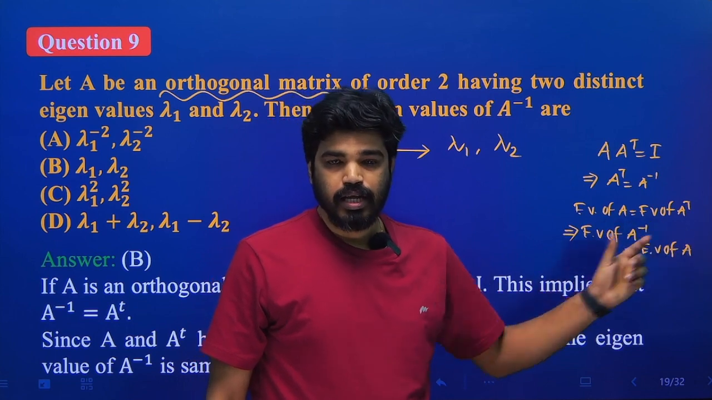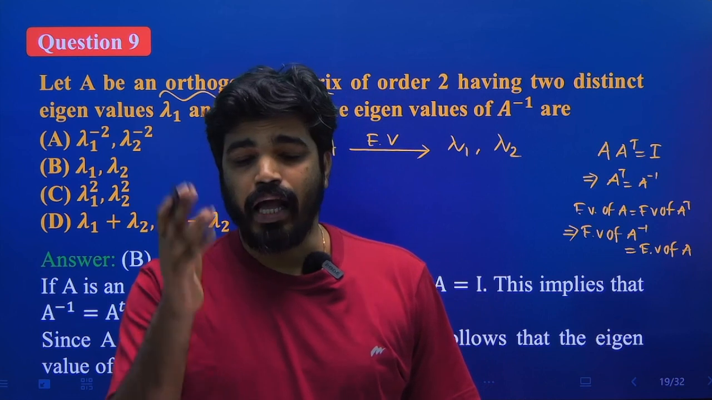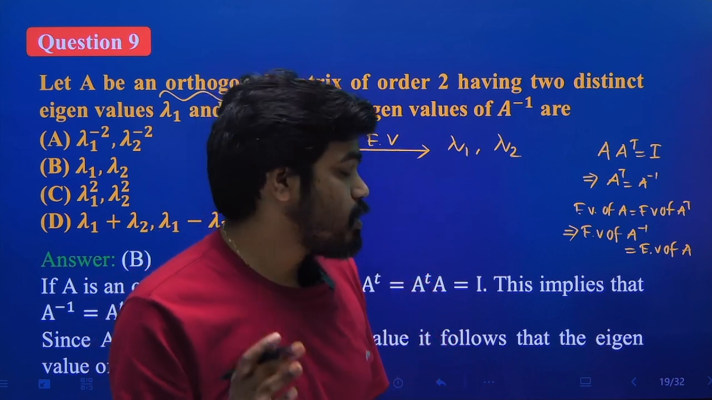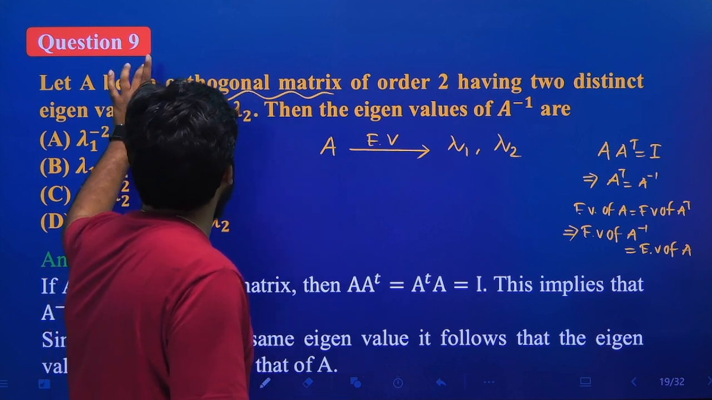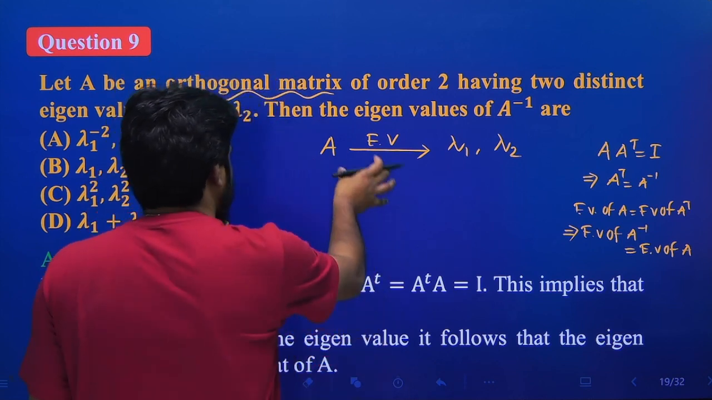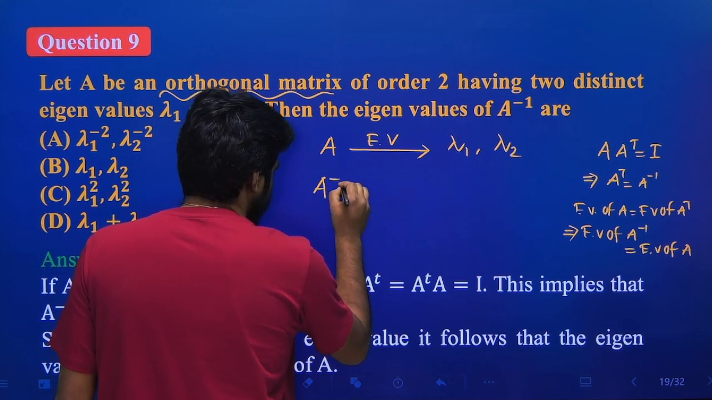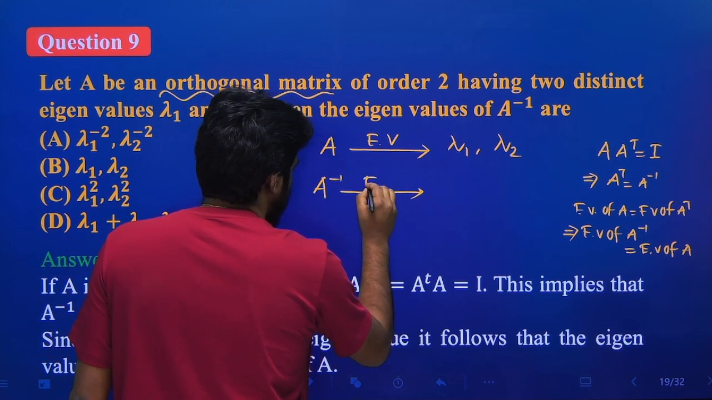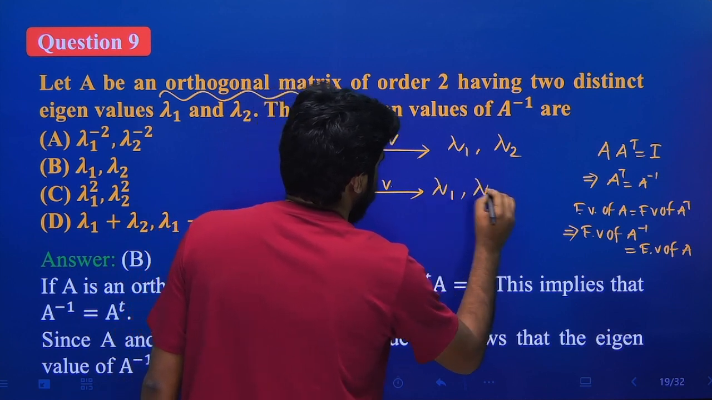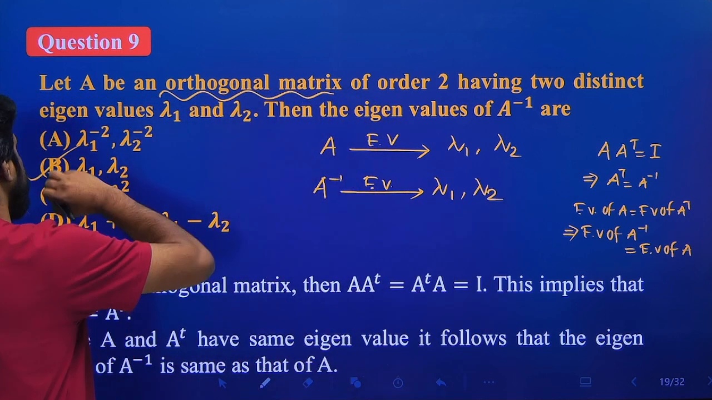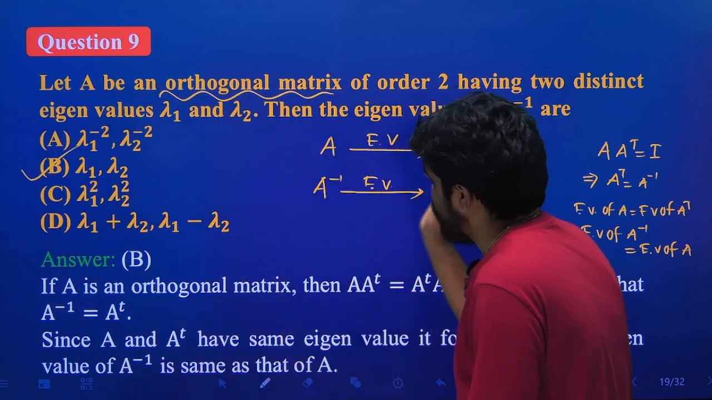So if A is an orthogonal matrix, then eigenvalues of A inverse will be equal to the eigenvalues of A. Here it is given that the eigenvalues of A are lambda 1, lambda 2. So the eigenvalues of A inverse are the same, that is lambda 1, lambda 2. So option B is the correct answer. Getting my point? It is very important.